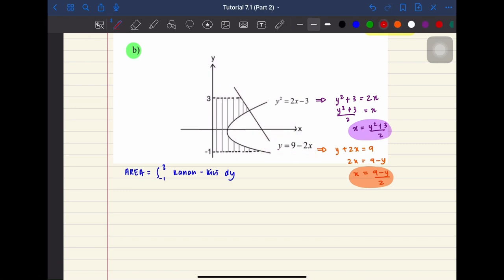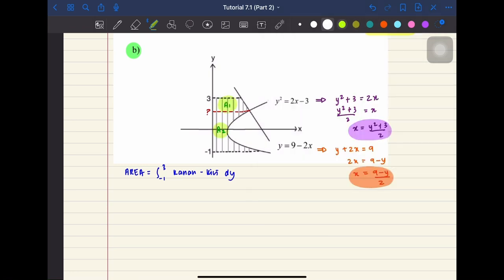So, actually this is quite tricky. Sebab apa? Awak kena pisahkan area dia. Awak kena cari asing. Kenapa asing? Sebab from negative 1 until here, daripada kanan adalah function curve tu. Okay, tak ada masalah. But for here until 3, daripada kanan adalah function yang straight tu. Okay, that's why kita kena pisahkan kawasan dia. So kita kena pisahkan area dia guys. So we have A1 and A2. Okay, so kena pisahkan rupanya. A1, A2.